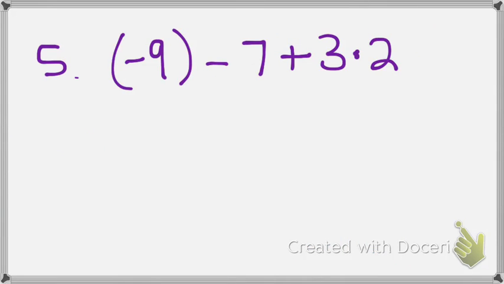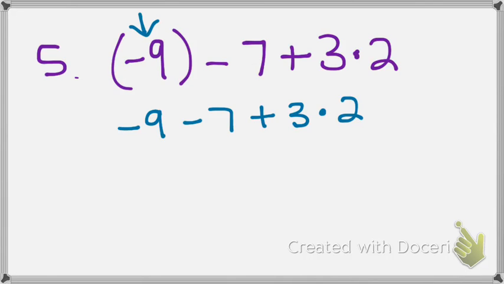So again, parentheses, there's nothing to do, no operation. There's just a number, negative 9. So that's done. Really, if we wanted to, we could write this again without the parentheses. The parentheses are just telling you, okay, this is a number and I want to group the negative with it. That's really all it's saying.